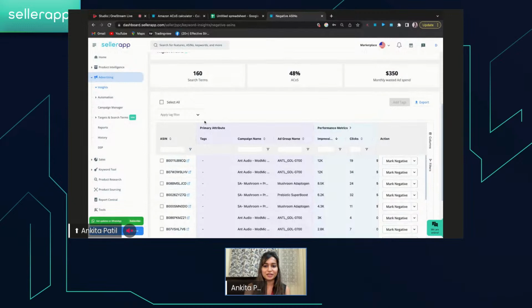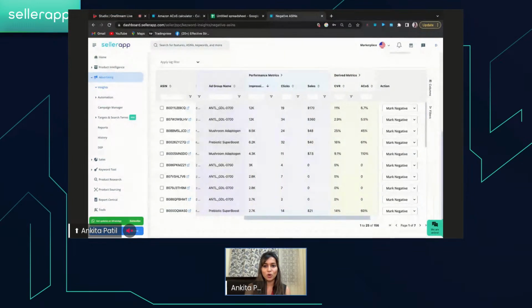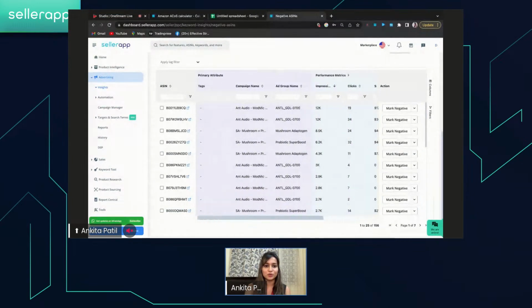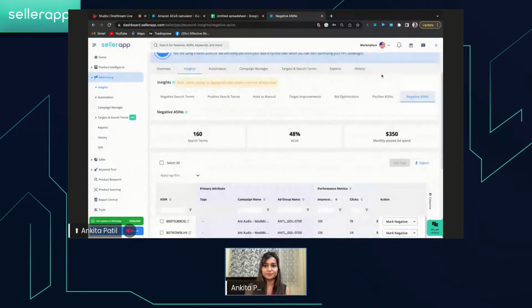You have the primary attributes, performance metrics, as well as the derived metrics over here. So based on all of these metrics, you can actually evaluate which of these ASINs are performing well and which are not.